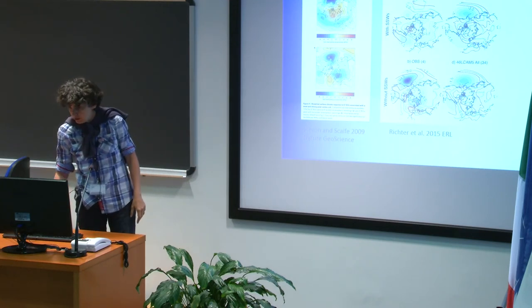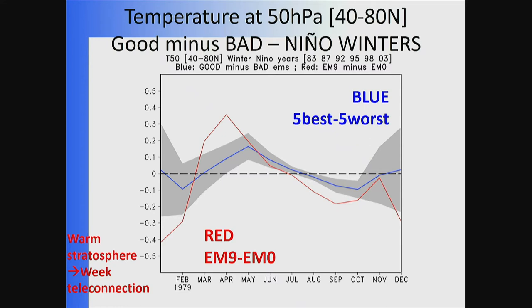But then let's look at the case of EC-Earth. So what I did, as before, is the five most sensitive minus the five least sensitive, looking again at the Niño winters. And basically one finds that this is a signal which is not significant. However, if one takes the best one minus the worst one, actually there is a signal, which is this red line, pointing towards a better teleconnection with a colder temperature in the stratosphere, which, of course, should be studied better because one ensemble member is only 30 years.